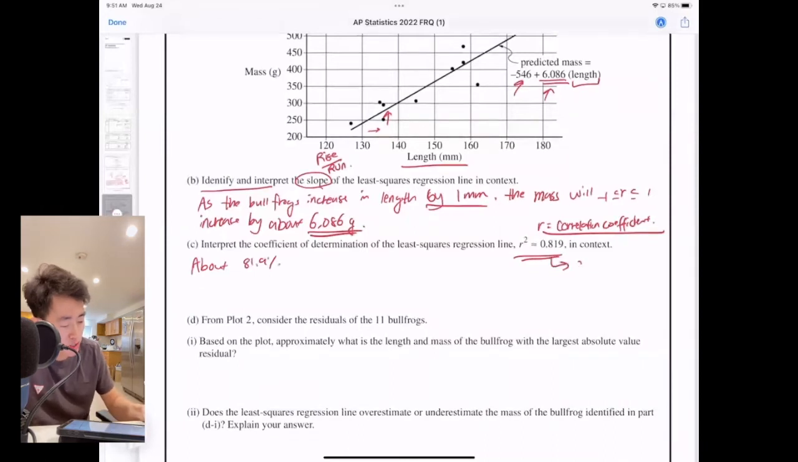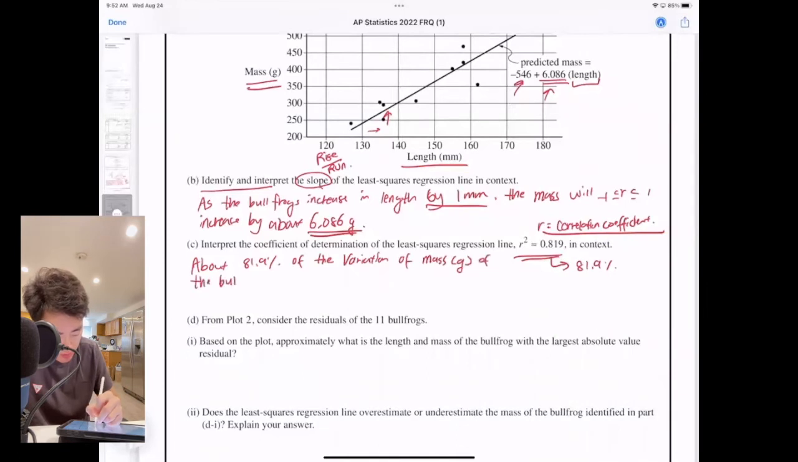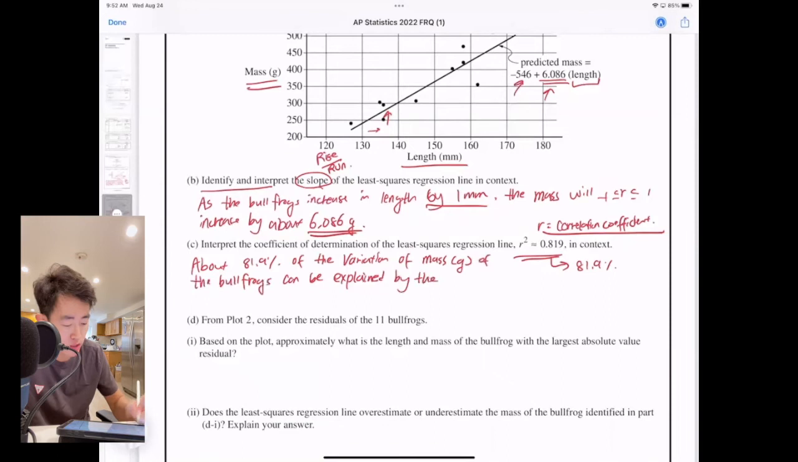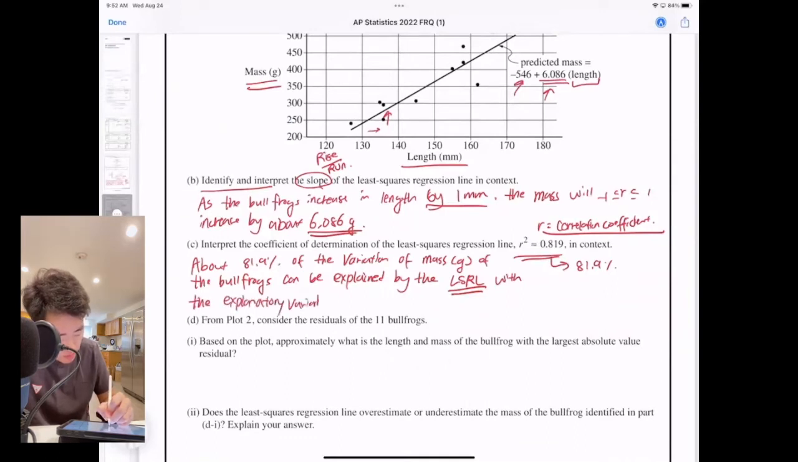About 81.9%. So first things first, we convert that into a percentage, so that's 81.9%. And then we say of the variation of the response variable, which is mass in grams of the bullfrogs, can be explained by the linear regression line. Least squares regression line, I'm sorry, I abbreviate it as LSRL. It can be explained by the LSRL with the explanatory variable as the length in millimeters.